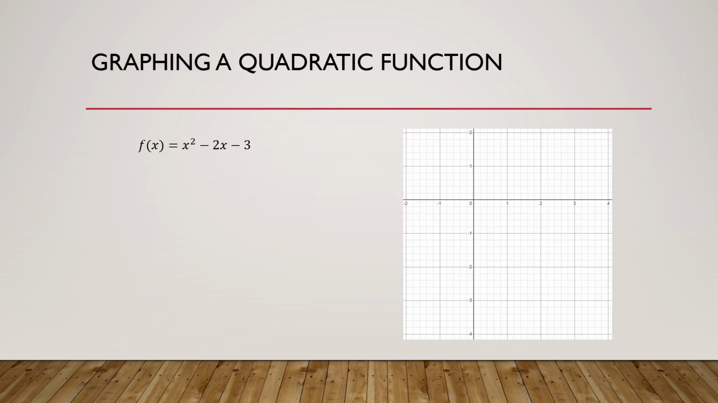To graph this quadratic function, we can simply use the 4 points we have already calculated. The vertex is 1, negative 4. The y-intercept is 0, negative 3. The x-intercepts are 3, 0, and negative 1, 0.